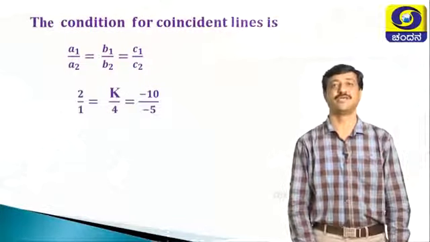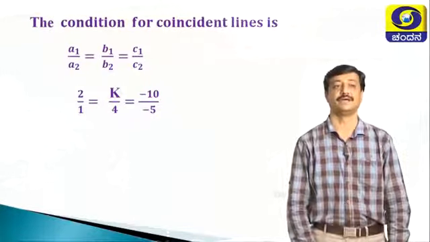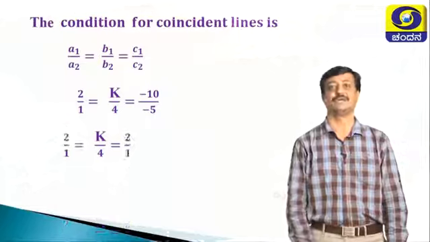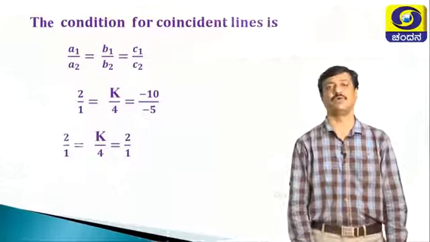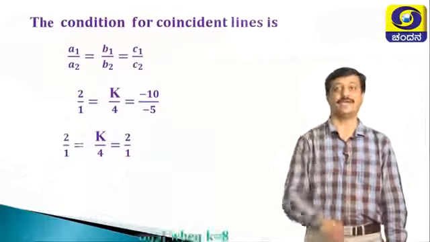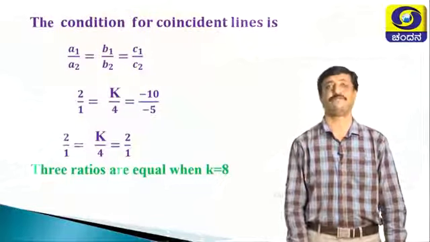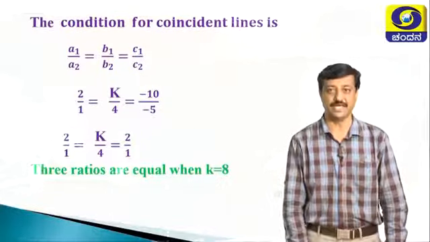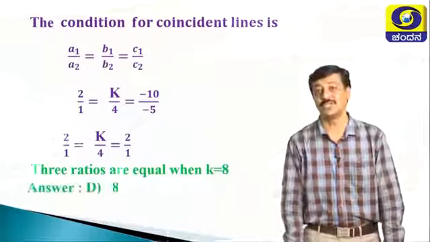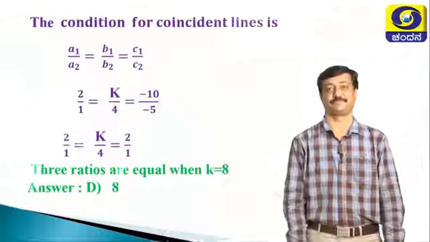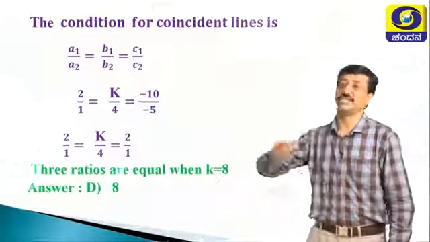According to this, you will get 2 by 1 equal to k by 4 and is equal to minus 10 by 5. After simplification, you will get 2 by 1 equal to k by 4 which is equal to 2 by 1. Now substitute in place of k the value 8, then only you will get the correct option. If you substitute k value as 8, you will get all the 3 ratios are equal. Hence, the correct option is option D, 8. So, in this way you can solve multiple choice questions based on the table.